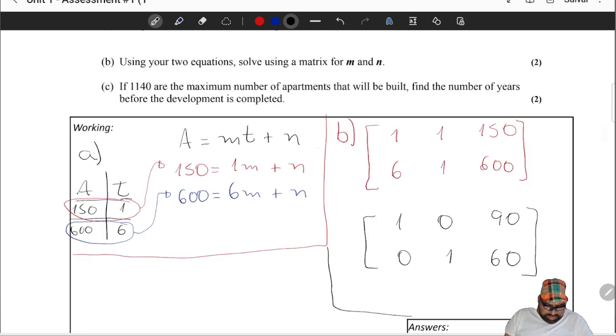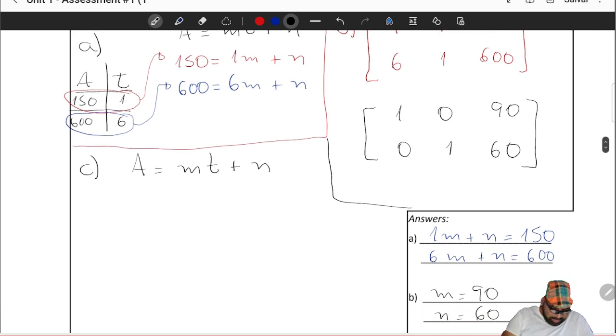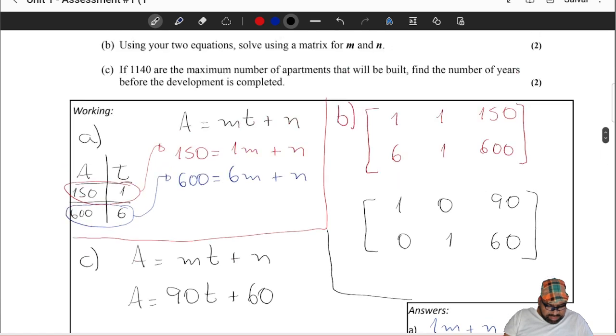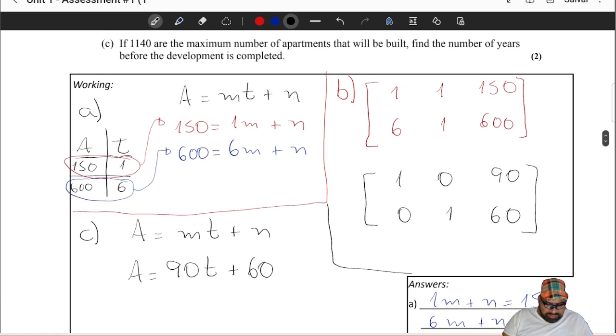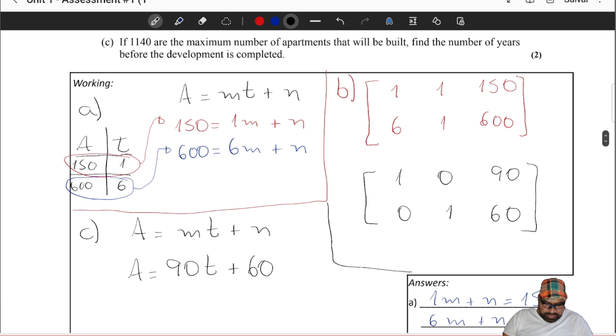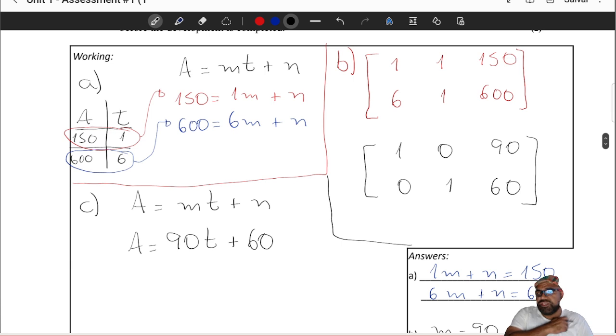What is part C? The original equation is A equals MT plus N. Let's plug in here: A equals 90T plus 60. With this information, I can solve C. What is C telling us? If 1,140 are the maximum number of apartments that will be built, find the number of years before the development is completed. In how many years will I finish this development?